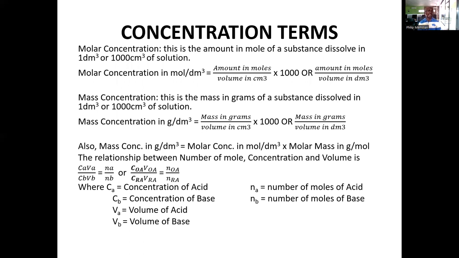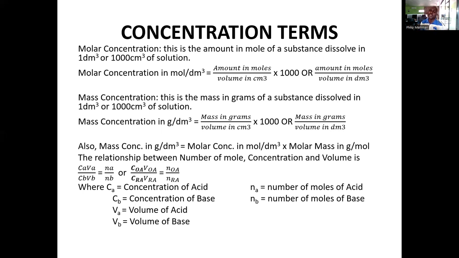Now there's a formula that connects mass concentration in grams per dm cube, molar concentration in mole per dm cube, and molar mass. And the formula is mass concentration in grams per dm cube is equal to molar concentration in mole per dm cube multiplied by molar mass. I'm sure that my students are good chemistry students. You can work around this formula and make any of these parameters the subject of the formula, and you'll be able to get the one that is unknown. So far, so good. We have had quite a lot on this discussion.